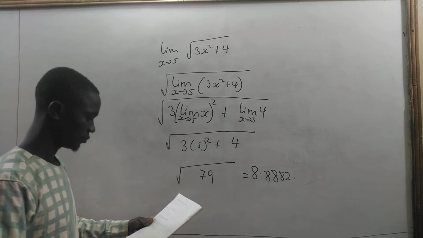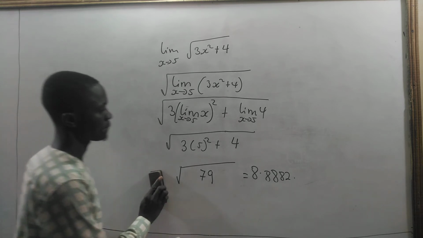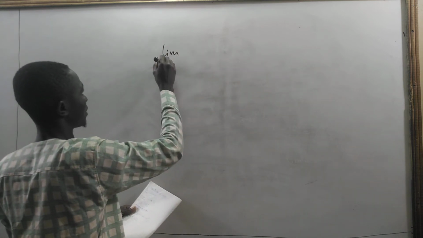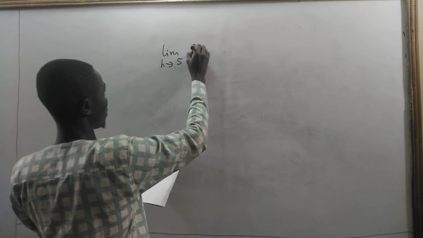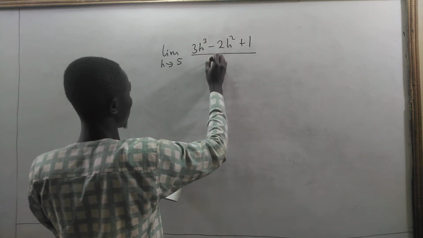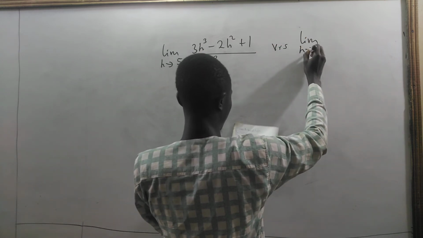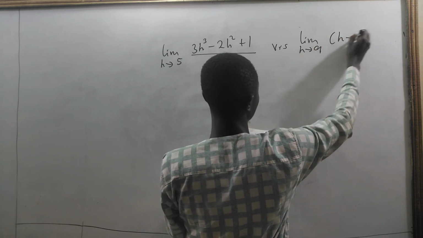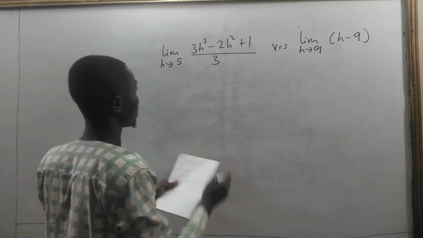Now, I think you solve the last example and then you go. So we look at the limits as h approaches 5 of 3h cubed minus 2h squared plus 1 divided by 3, versus the limit as h approaches 9 of h minus 9. So look at this one first. The limit of the quotient is the quotient of the limits. Here is h minus 3.